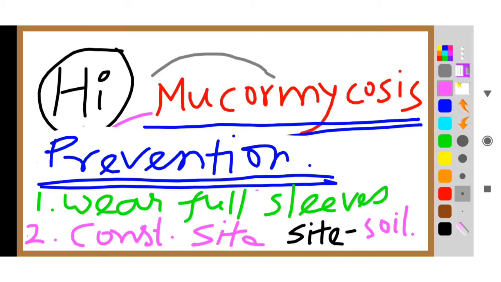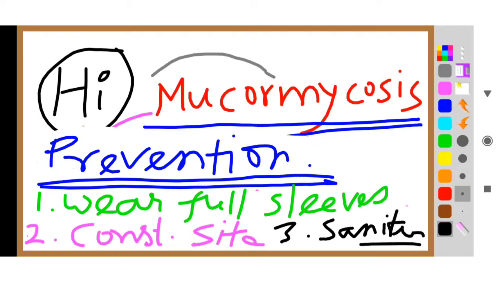If you touch the soil, if you are doing some gardening, if you are doing some plantation, you need to be very careful. You need to wash your hands regularly. You need to wash your hands with soap, and you need to use sanitizer. So another prevention is the use of soap and sanitizer. All these things you need to be very, very careful about.